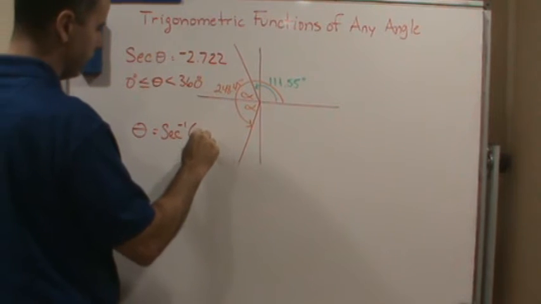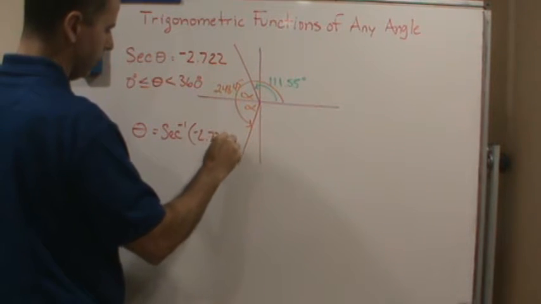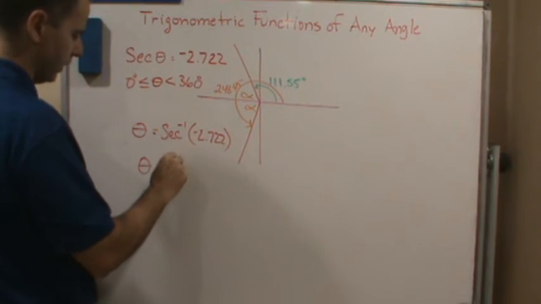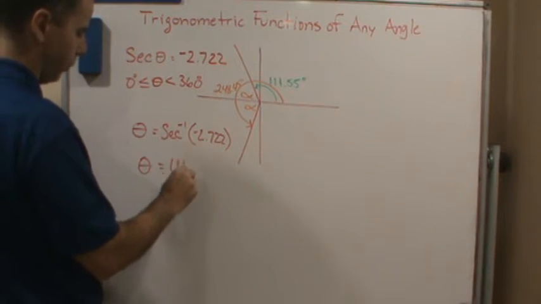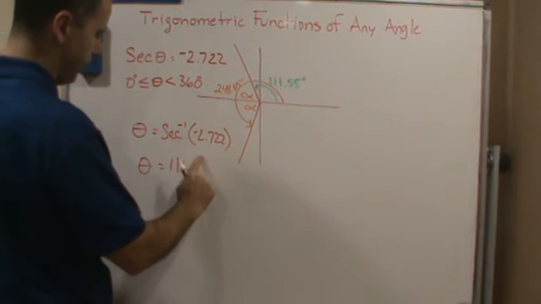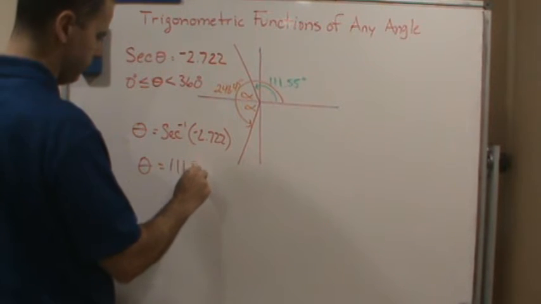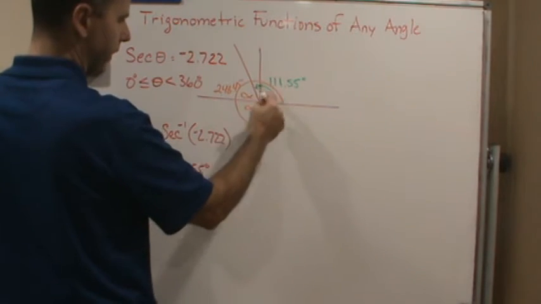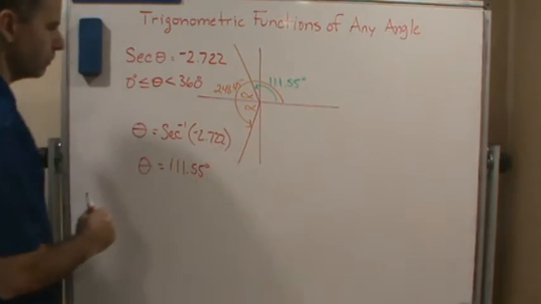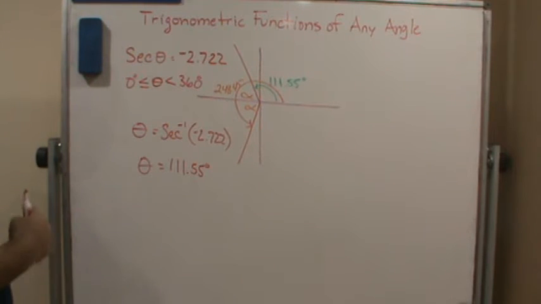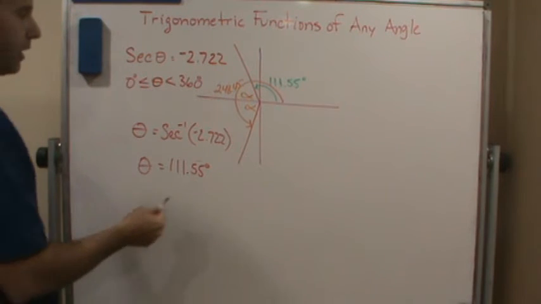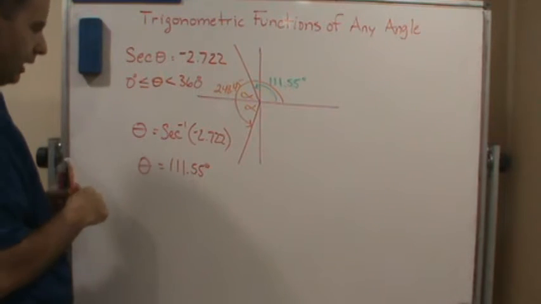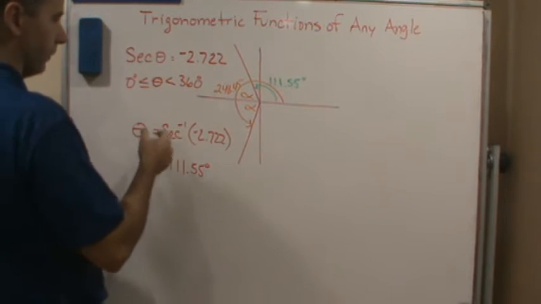inverse of negative 2.722, and this is going to give you, on your calculator, an angle of 111.55 degrees, right? And so that's this one right here, okay? But realize that we have another angle in the third quadrant that will also give us the same negative value.